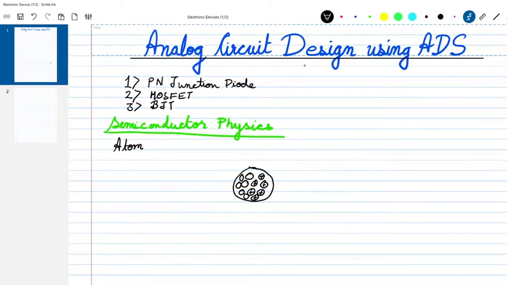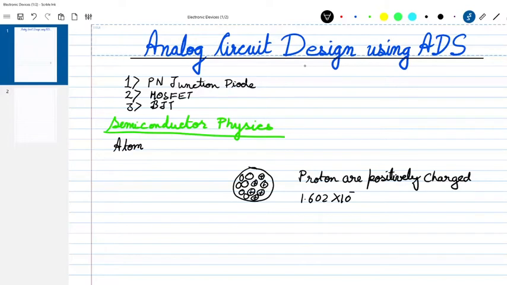Now, we have protons which are positively charged. So what is the charge on a proton? We measure the charge in coulomb: 1.602 into 10 raised to minus 19 coulomb. That's the charge on the proton. Neutrons are electrically neutral.